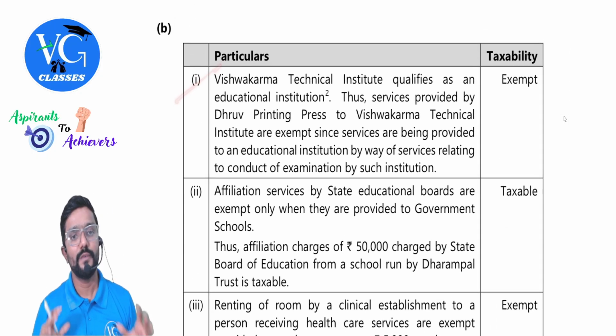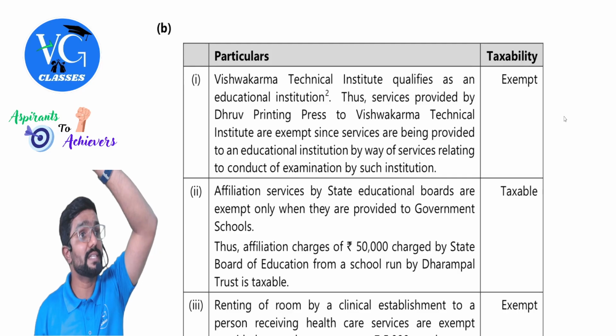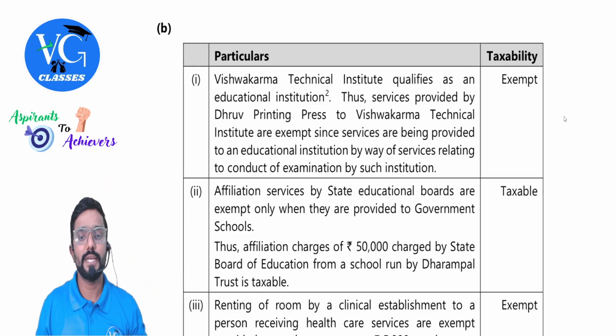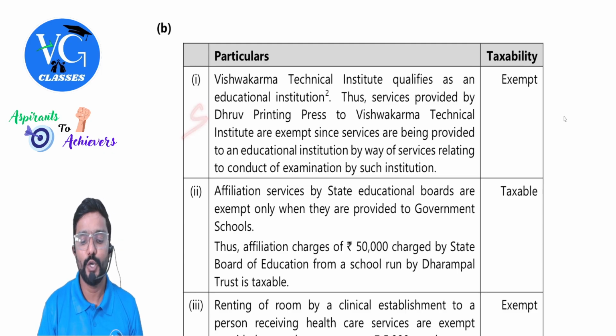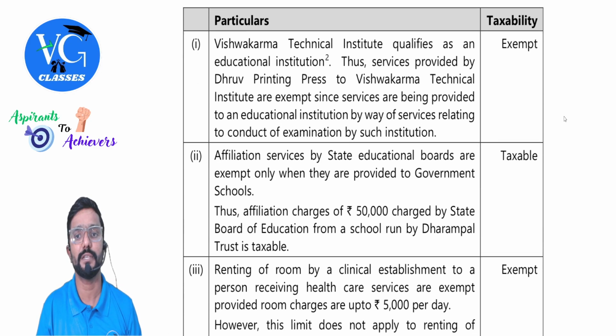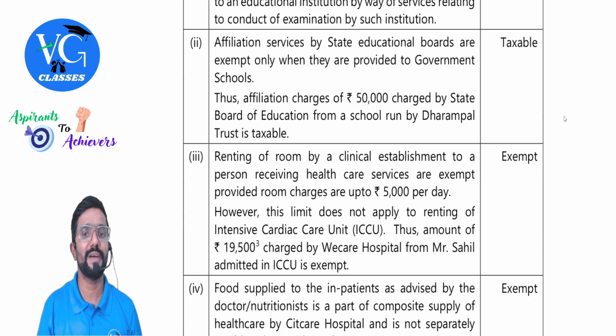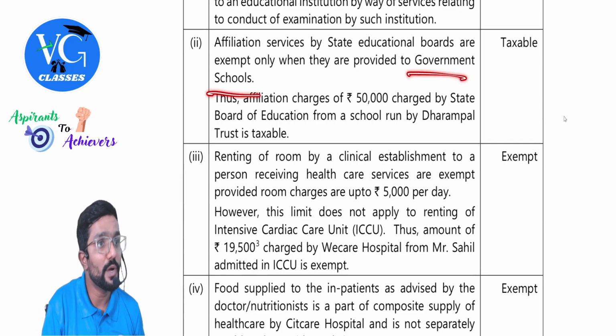We'll quickly go through. Vishwakarma Technical Institute qualifies as an educational institution. It will fall under the third category. Thus, services provided by Dhruv Printing Press, who is the supplier, to Vishwakarma Technical Institute, who is the recipient, are exempt since services are being provided to an educational institution by way of services relating to conduct of examination by such institute. Exempt.